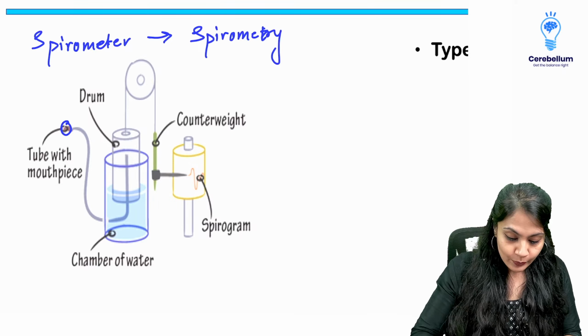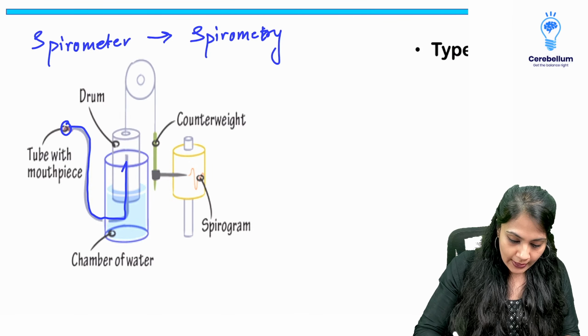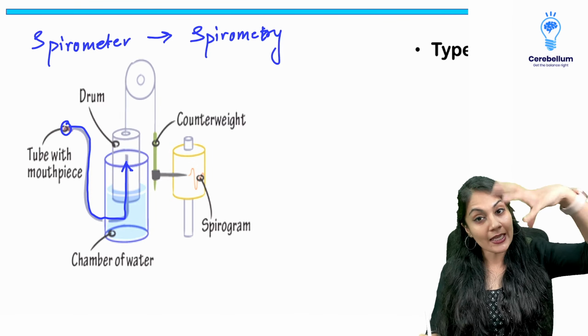Now see over here, this mouthpiece is connected to a tube which goes into an inverted cylinder. This inverted cylinder is present in another cylinder. So see over here, there are two cylinders. Actually, there are three cylinders. Only two are shown over here. There will be another cylinder inside this.